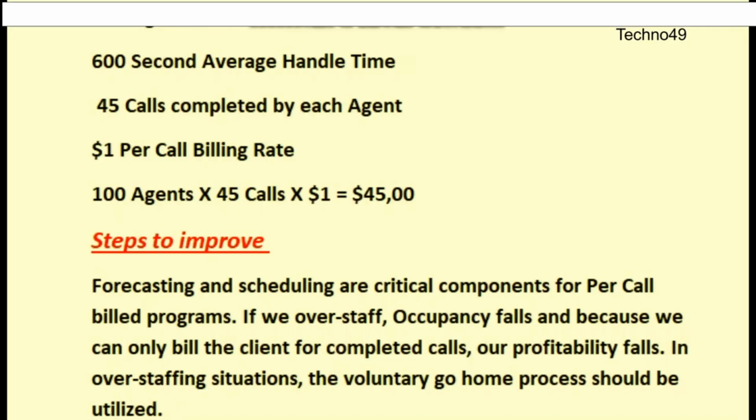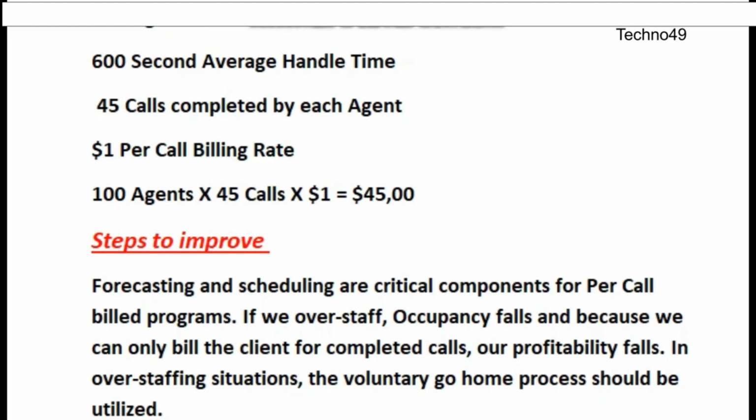So forecasting and scheduling are very important while predicting the call volume for the future, like what kind of workload a call center is predicting on the basis of historical data they have analyzed, or the forecast they have generated on their own, or the forecast that has been given by the client.